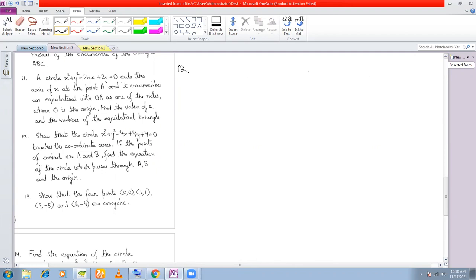Okay. Number 12. Show that the circle touches the coordinate axis. What do you mean by touches the coordinate axis? The x-axis and the y-axis are the tangents to this circle. Okay, that is what it is. So let's write the given equation. Given equation of the circle is x square plus y square minus 4x plus 4y plus 4 is equal to 0. Call this 1. You need to show that this touches the coordinate axis.